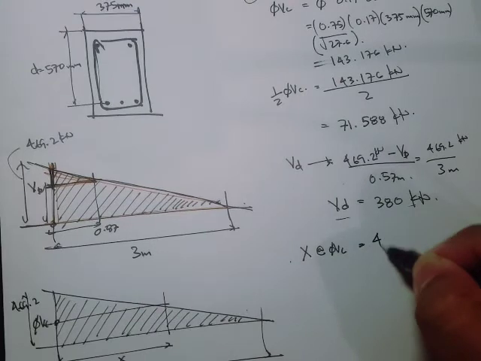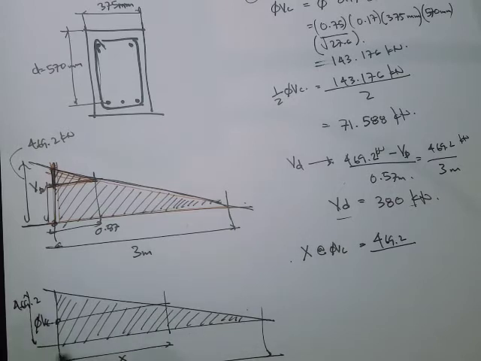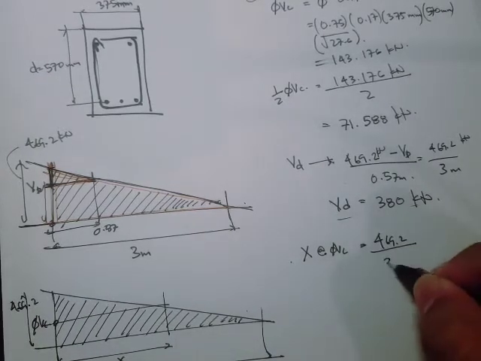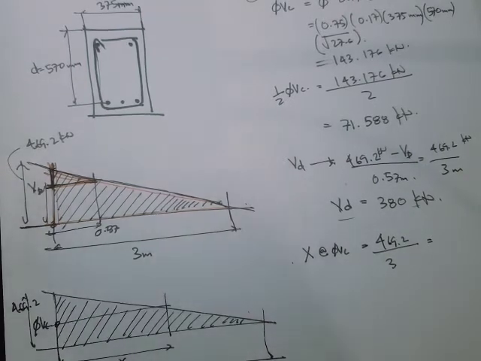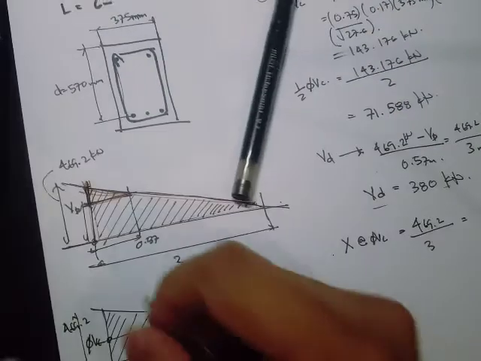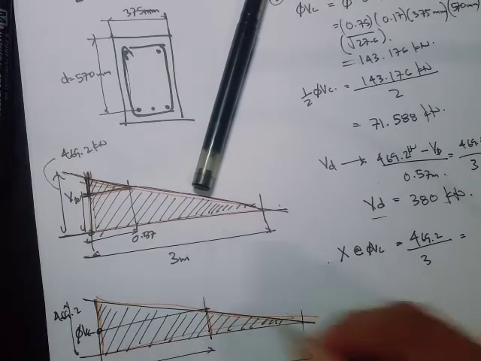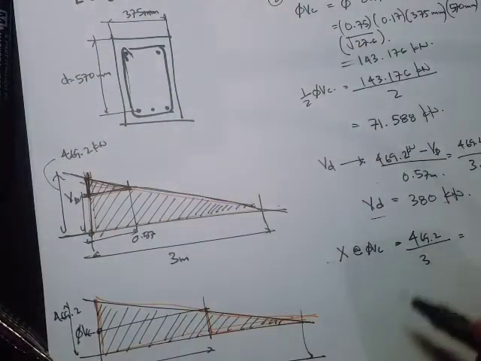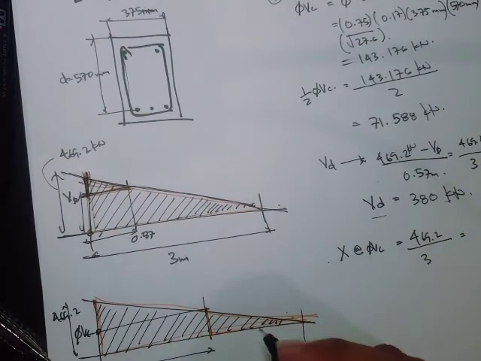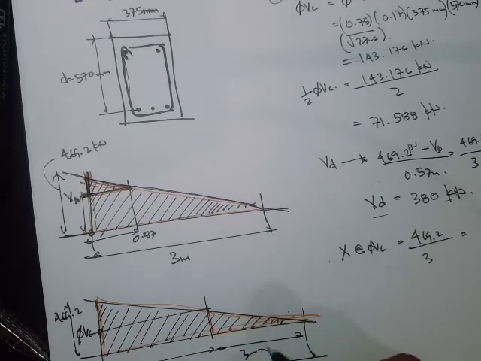Okay, so 469.2. The larger triangle over the adjacent, which is 3, is equal to... okay, so this is our larger triangle. Then our smaller triangle is this one. Okay, so let's say this would be 3 minus x.